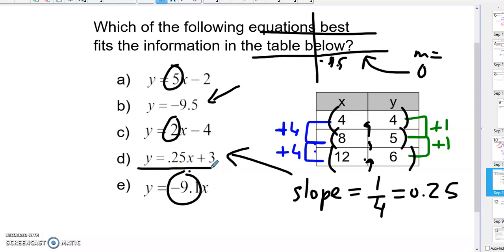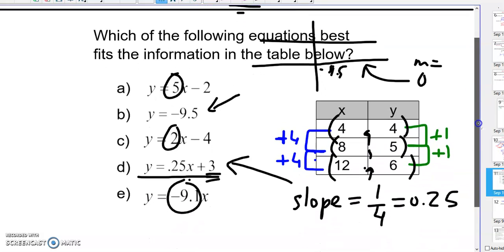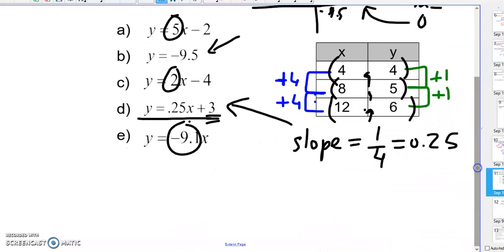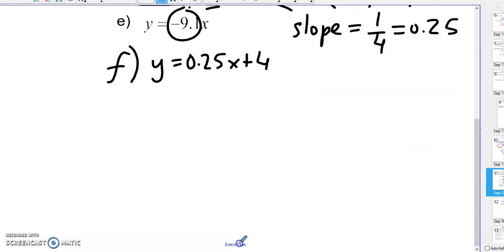And notice how we didn't even need to use this information about the 3. With the ACT test you have very limited time, so you have to make very quick calls based on where you think things are going in terms of your question. So if you did have another choice here, like f is your choice, so y equals 0.25x plus 4, how could you find out whether f is right or d is right?